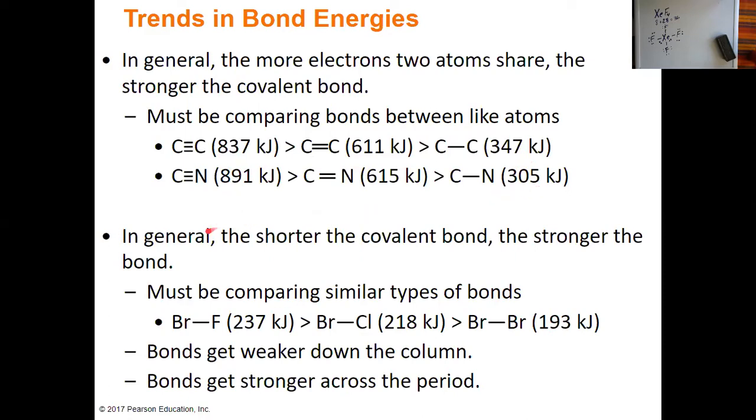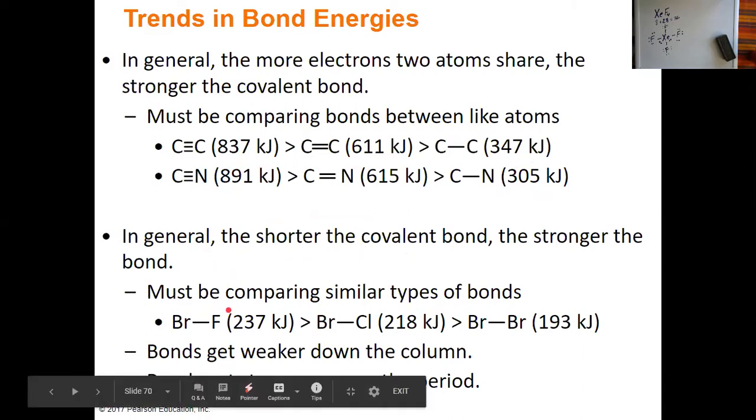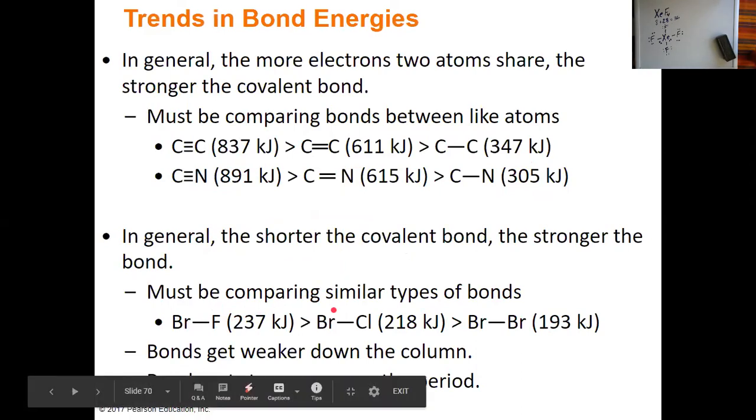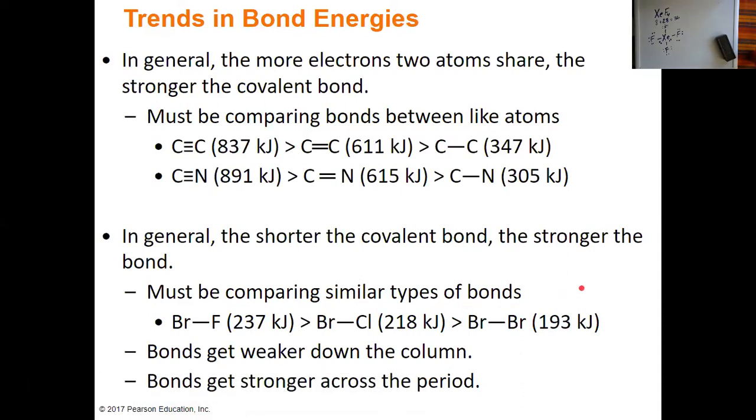Okay. Also, in general, the shorter the covalent bond, the stronger it's going to be. Okay, and you can do this by comparing similar types of bonds. All right, so you see if we're taking bromine bonds and we're moving from the top of the periodic table to the bottom of the periodic table, we see that the bonds are getting weaker as we move down the column. Bonds are also going to get stronger as we move across the period.